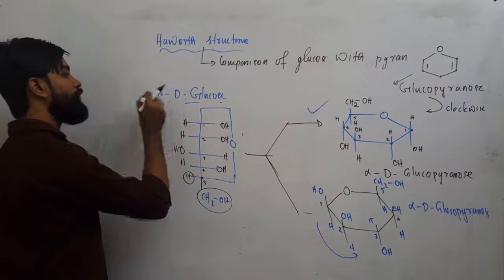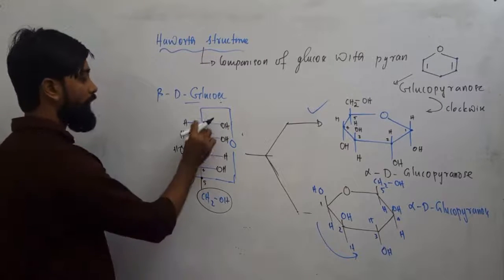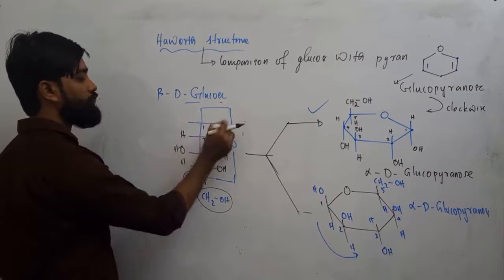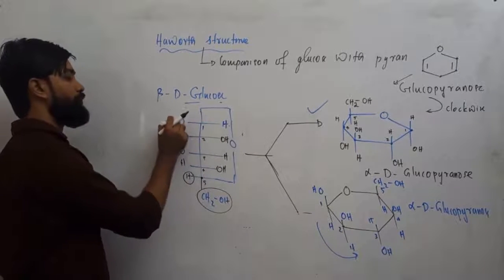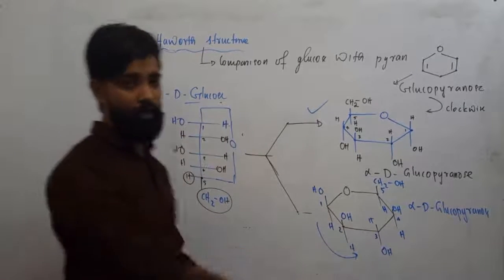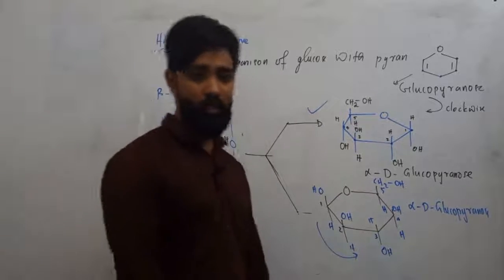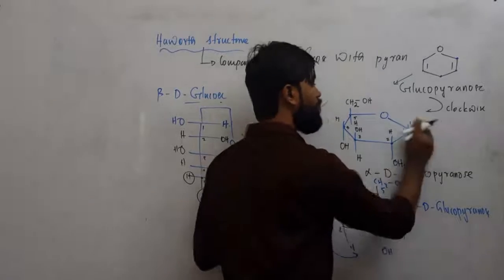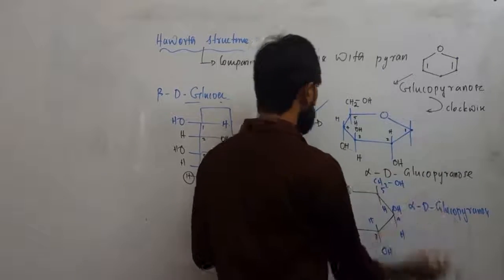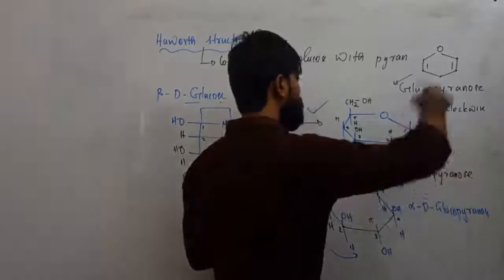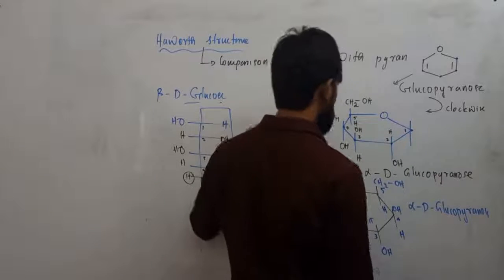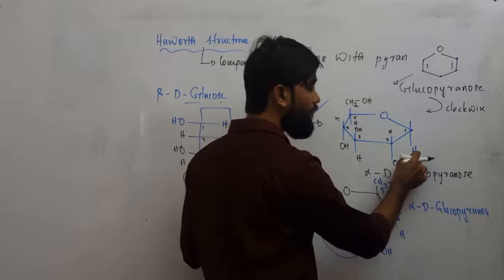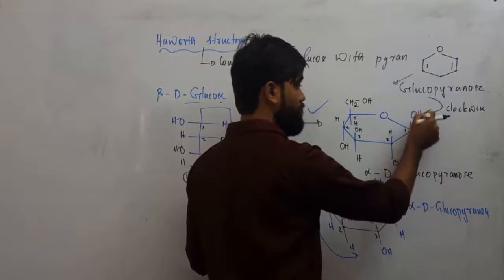So how can this be turned to a beta D glucose? You have the anomeric carbon. You simply tilt the valences of the anomeric carbon so that the first carbon hydrogen is on the right side, that is said to be beta D glucose. In Haworth, if numbering is clockwise, the right side valence becomes the bottom side. So it will be H on the bottom side, OH on the top side.